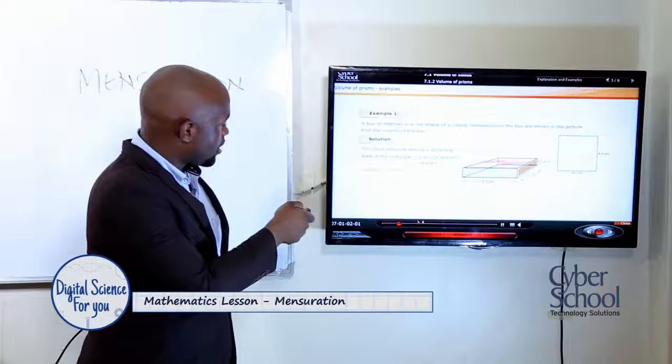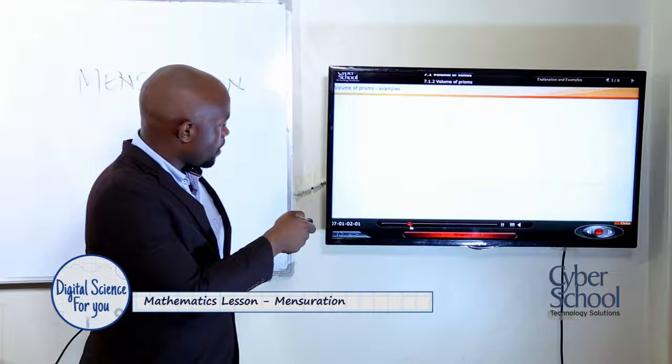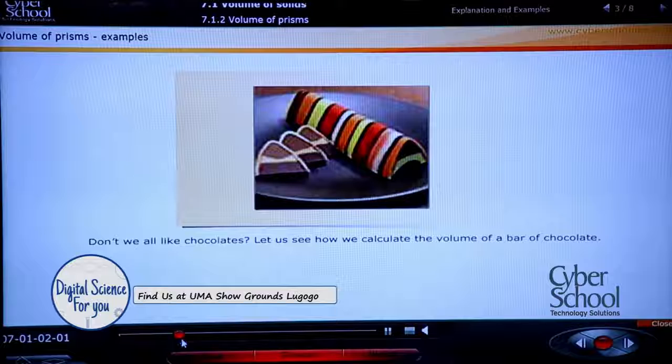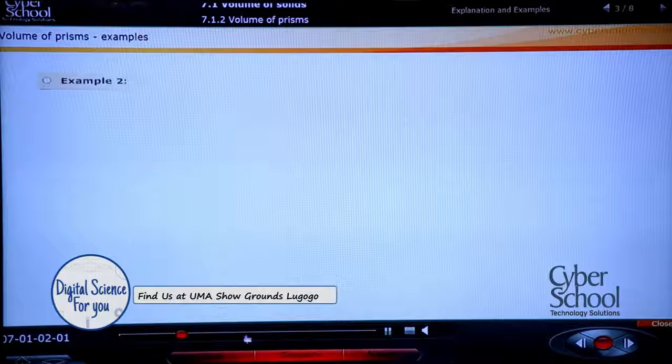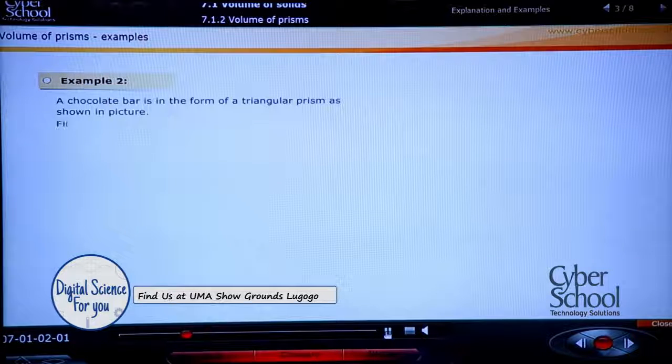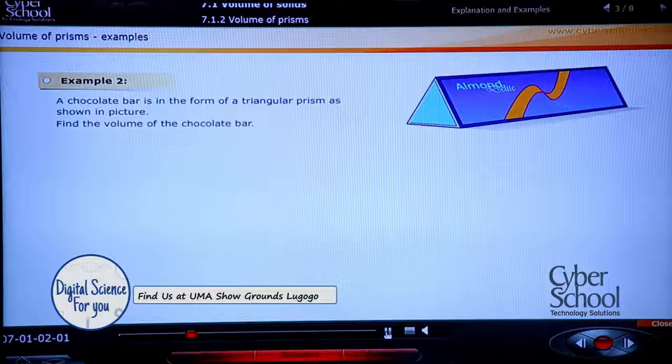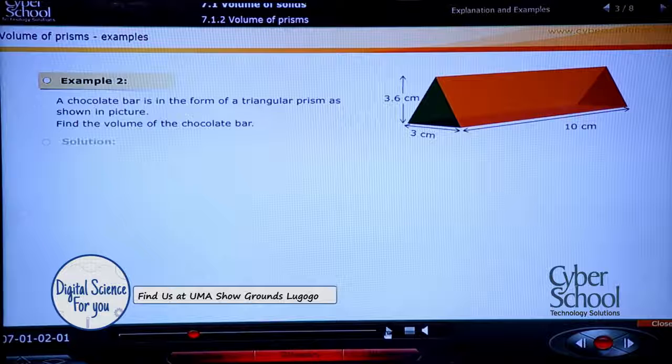Yes? If I go to the next one, all right, yummy, right? Everyone likes chocolate, right? Do you know how much volume of chocolate is in the chocolate you're eating? Let's see. A chocolate bar is in the form of a triangular prism. This is an Adelaide almond, but you have various kinds of chocolate, Cadbury, yes.